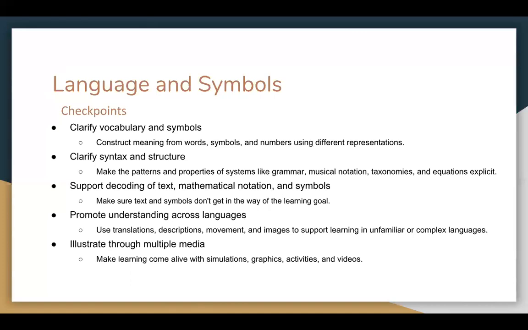Make sure that the text and symbols don't get in the way of the learning goal, meaning that a student may not understand one of the pieces of the text or a symbol, so that interferes with what they actually learn. Promote understanding across languages. Use translations, descriptions, movement, and images to support learning in unfamiliar or complex languages. And illustrate through multiple media. Make learning come alive with simulations, graphics, activities, and videos.